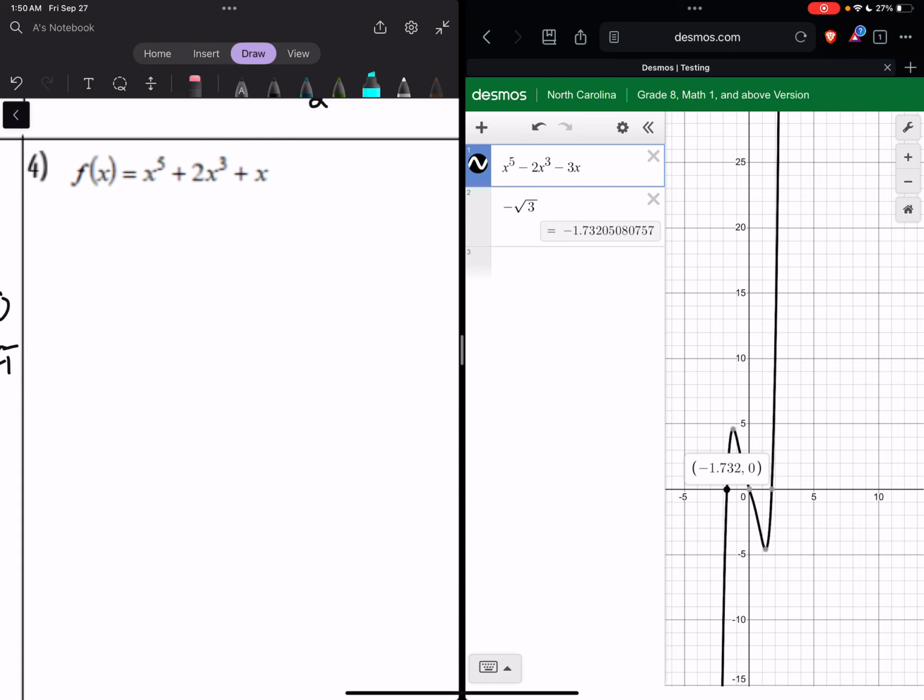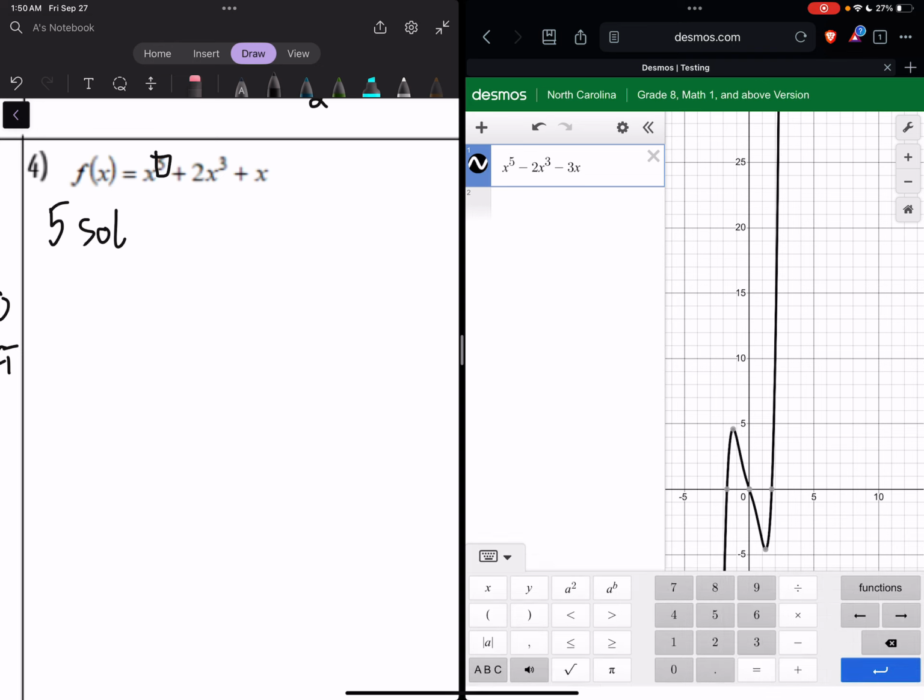Number 4, I'm going to give you the encouragement to type everything in Desmos first to see how many solutions you receive. I am looking for 5 solutions in this problem. Well, that didn't work. I thought I saw something cool whenever I was trying to type stuff in earlier, and apparently I was wrong. Okay, here's my graph.